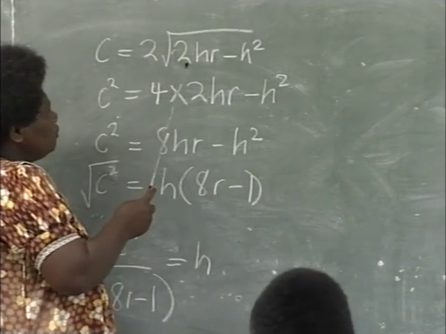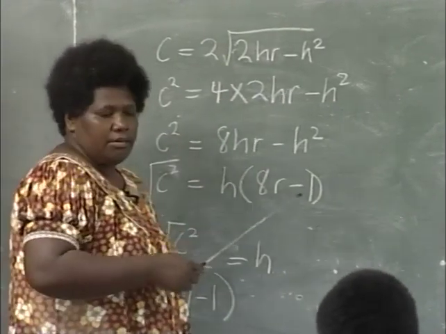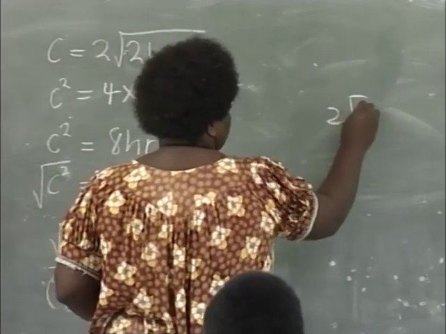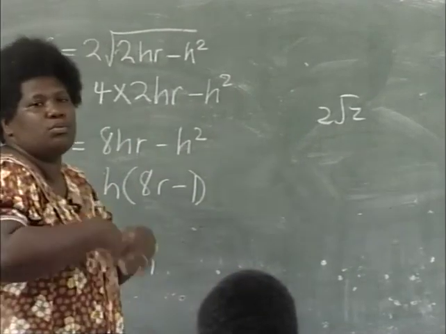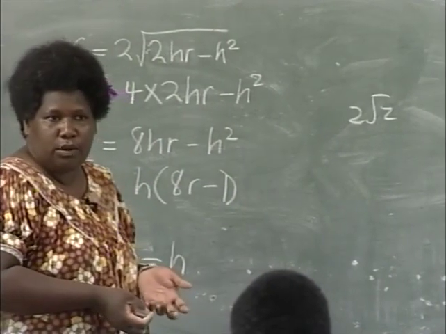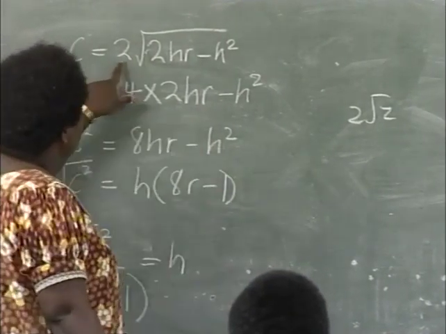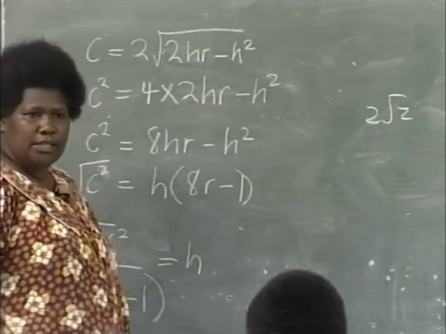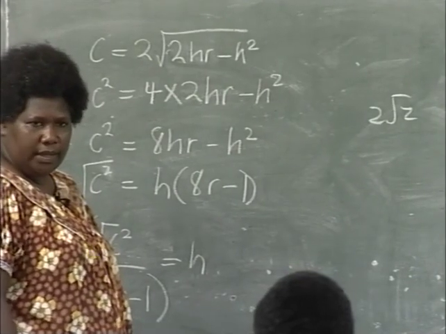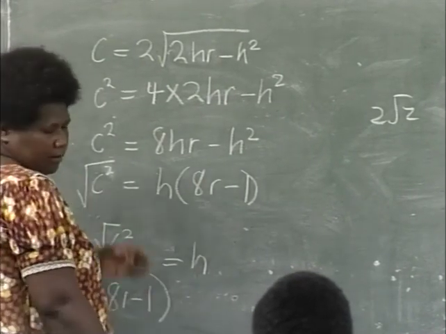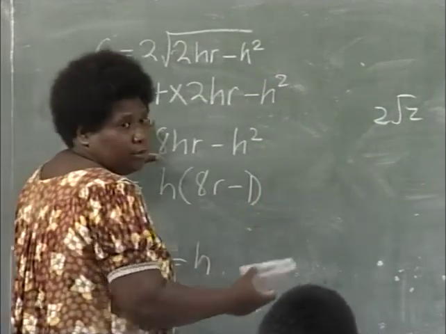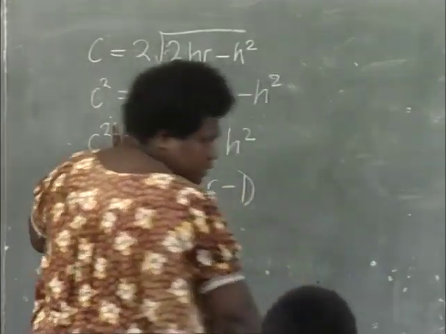2 root 2hr minus h squared. Remember when we looked at basic numeracy, we said if you write something like this, 2 root 2, that means 2 multiplied by the square root of 2. So this means 2 multiplied by the square root of 2hr minus h squared. Okay. There are 2 ways to do this question. I'll just do it the way she's tried to do it here, and she made a mistake somewhere.